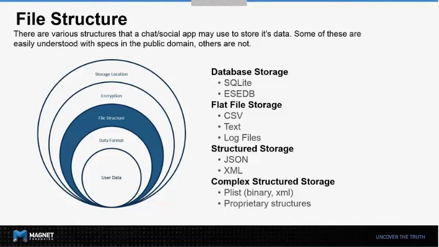The third one here is structured storage. There are two types here, JSON and XML. Usually JSON is used when you're trying to represent an object in a string format. Same with XML. I'll dive into these a bit deeper in a few slides. And finally, complex structured storage, as we like to call it. The plist format, which is Apple's property list file format, comes in two variations, binary and XML, and other proprietary structures, which I'll follow up on in a few slides, talking about other companies that are creating their own types of structures.